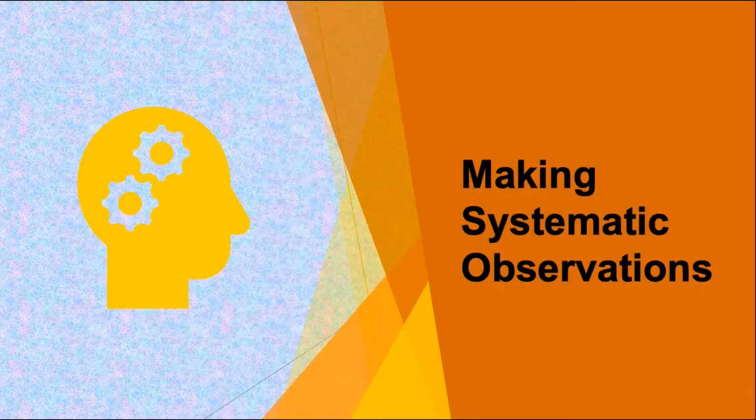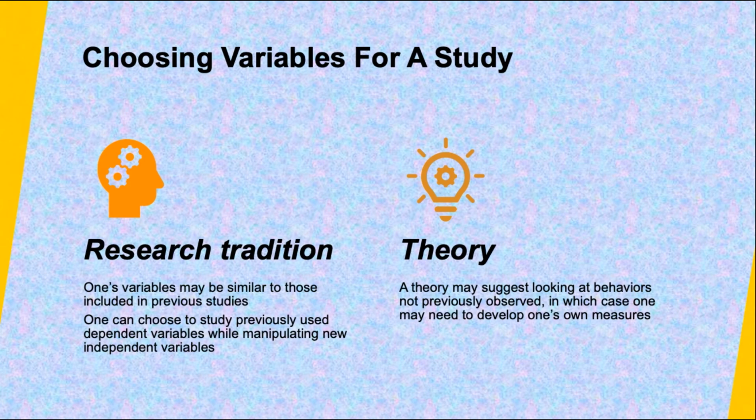So now we go to the next part, where we make a systematic observation. Assuming that you have decided on a general research topic, a number of factors may influence your choice of specific variables to observe and manipulate. Some of them are research tradition, theory, availability of new techniques, and availability of equipment. So we go one by one.